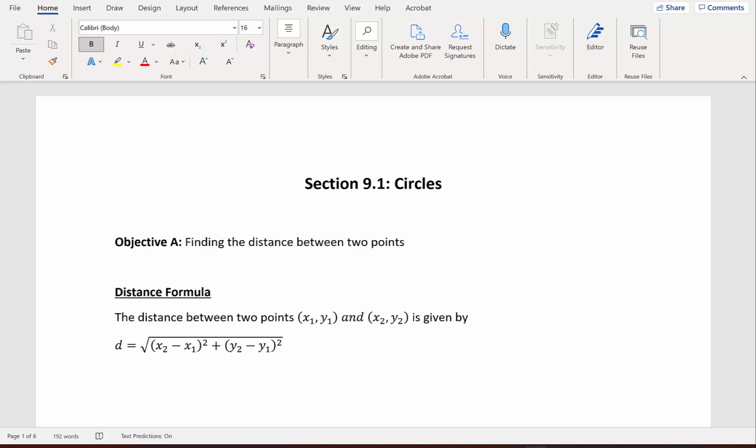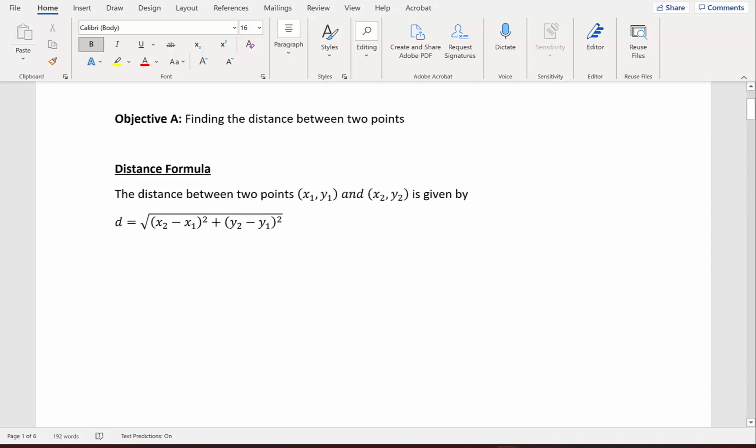And this states the distance between 2 points, x sub 1, y sub 1, and x sub 2, y sub 2, is given by d is equal to the square root of x sub 2 minus x sub 1 squared plus y sub 2 minus y sub 1 squared. Let's draw a diagram and take a look at how we arrive at this distance formula.